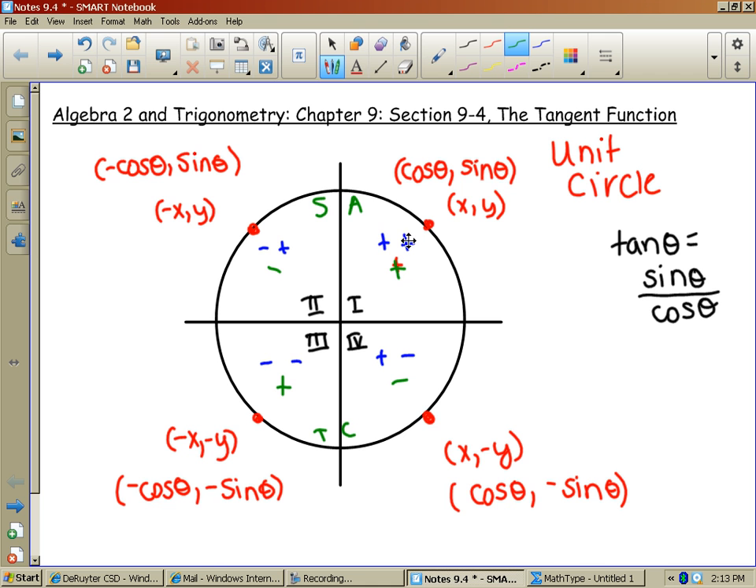All, meaning all of them are positive. S, meaning sine is positive, therefore the other two are negative. T, tangent is positive, so the other two are negative. C, cosine is positive, so the other two are negative. So if I said to you, in which quadrant is tangent negative? Well, they're all positive here. Tangent's positive here, so tangent would be negative in the second and the fourth quadrant.